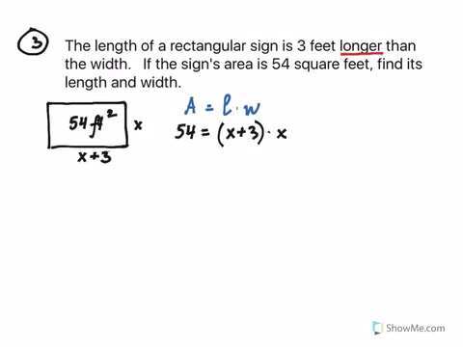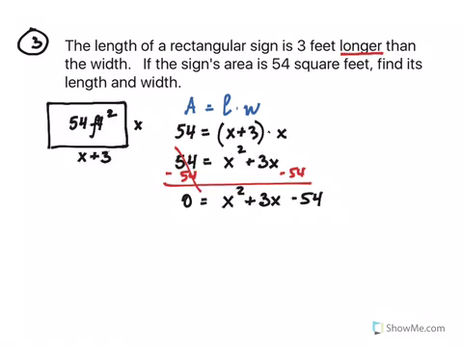Distribute x into the binomial first. Notice that x squared being there tells you this is a quadratic equation, but it's not in standard form yet. I suggest to subtract 54 on both sides so that all three terms show up on the right side. 0 equals x squared plus 3x minus 54. Having all terms on the right-hand side allows me to factor that trinomial. 0 is equal to x plus 9 multiplied by x minus 6.